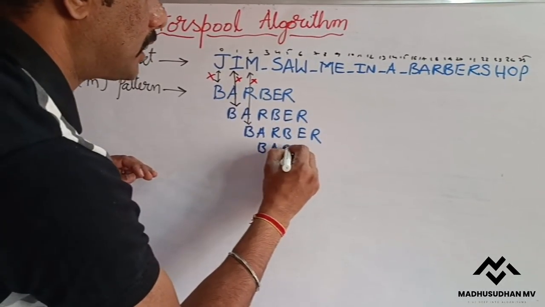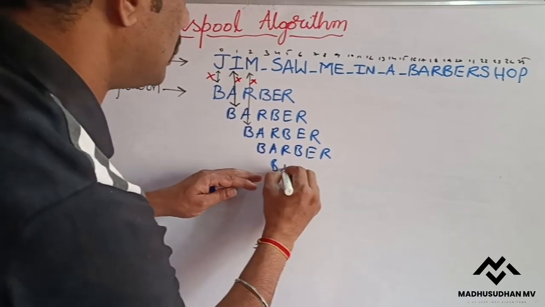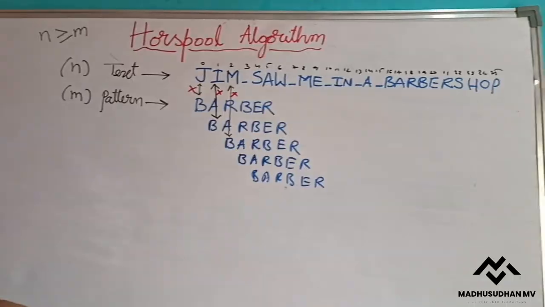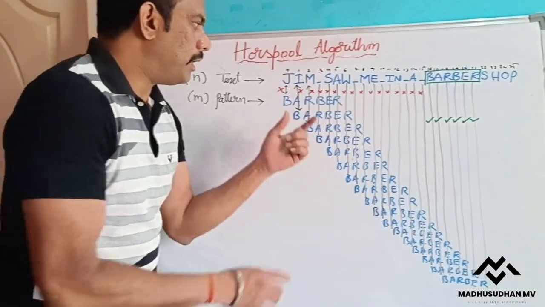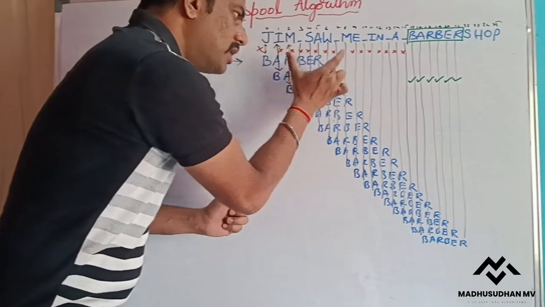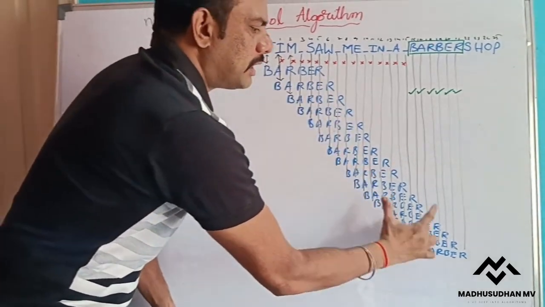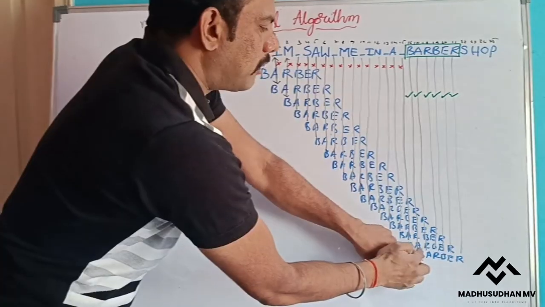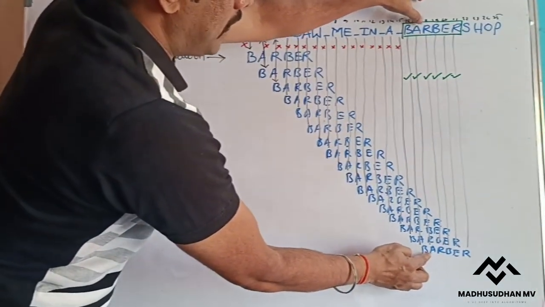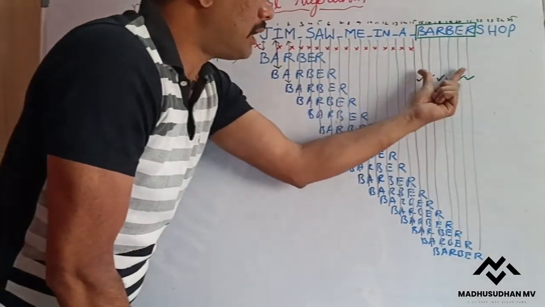Like that I keep moving. How many times do I need to move? Whenever a mismatch occurs, we shifted the pattern towards its right by just one position. Like that we shifted up to here. See, at this point it started matching: B with B, A with A. Whatever I tick marked with green is the matching part.